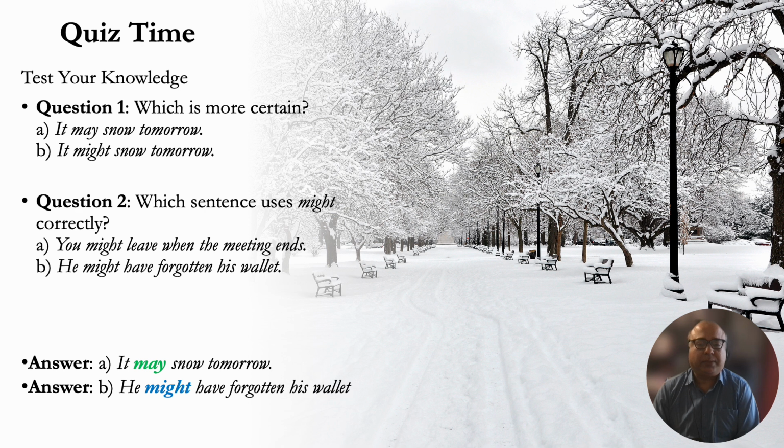A is it may snow tomorrow, and B is he might have forgotten his wallet. And in the second example, or the question, if you will, he may have forgotten his wallet is incorrect. Can you tell why? Because this sentence is about the past. It's something that happened before. And in that case, might is less certain, so the person is just guessing, saying, oh, he might have forgotten his wallet in Central Park.